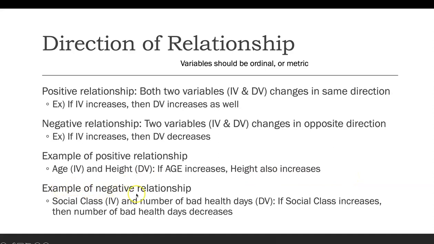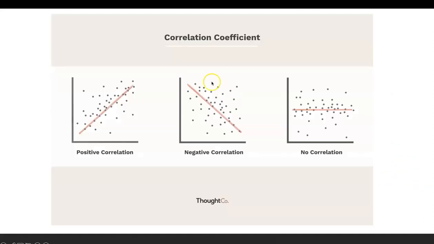The example of the negative relationship can be the social class. The higher the social class, the lower the chance of having a higher number of bad health days. If social class increases, then the number of bad health days decreases as they are moving in opposite directions. There is a negative relationship. In correlation, which we will cover later, there is a positive correlation if they move together: increases in the x-axis, increases in the y-axis. There is a negative direction here and no correlation.